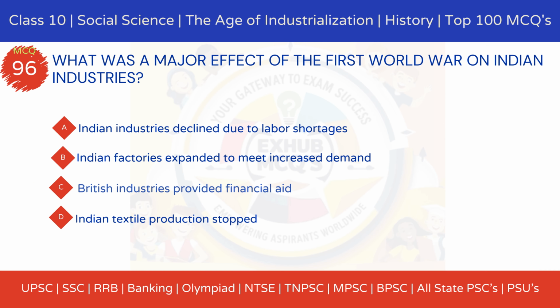What was a major effect of the First World War on Indian industries? Option A. Indian industries declined due to labor shortages. Option B. Indian factories expanded to meet increased demand. Option C. British industries provided financial aid. Option D. Indian textile production stopped.